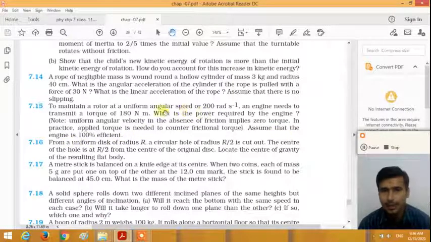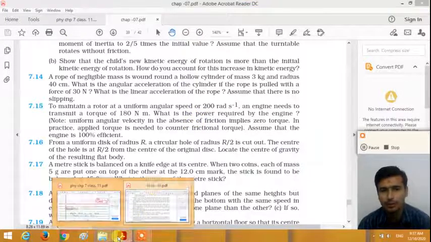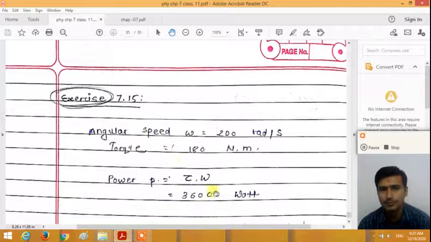So here the angular speed is given to you and torque is given to you. From the angular speed and torque, we can easily calculate the power by the formula power P is equal to tau into omega. Angular speed omega is 200 radian per second and torque 180 Newton meter. So power delivered by the engine P is equal to tau into omega. So 200 multiplied by 180, 36,000 watt, right? This watt we can convert to kilowatt also. The power delivered by the engine is 36 kilowatt.